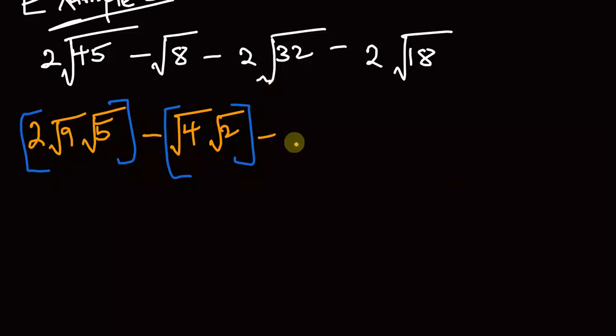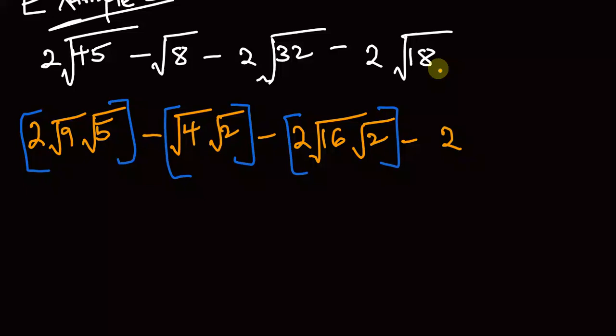Minus 2. Which two numbers, when you multiply, we get 32? 16 times 2. Root of 16 times root of 2. That way. Then lastly, 2. Which two numbers, when you multiply, we get 18? 9 times 2 is 18. So root of 9 times root of 2. This is what we are going to have.